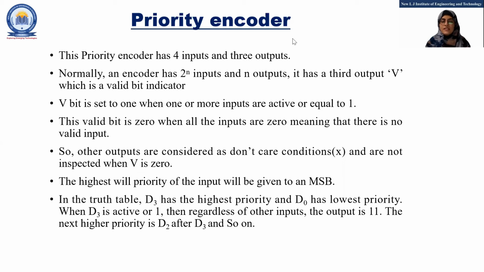So V bit is set to 1 when one or more inputs are active or equal to 1. This valid bit is 0 when all the inputs are 0, meaning that there is no valid input, and this condition will be considered as a don't care condition. Here in the priority encoder, the highest priority or highest importance will be given to the most significant bit.